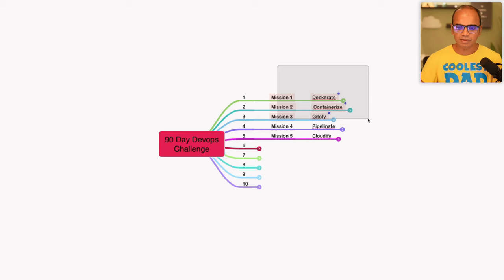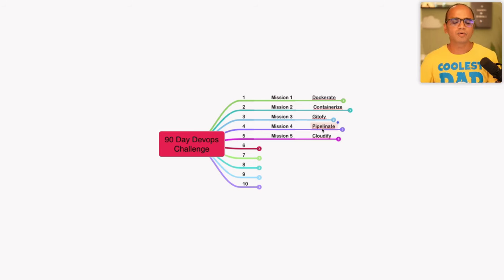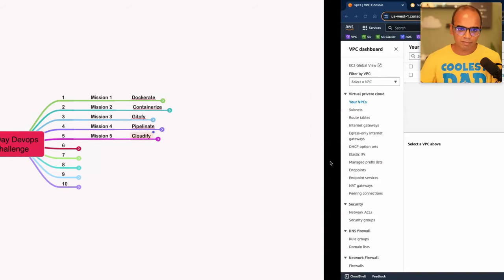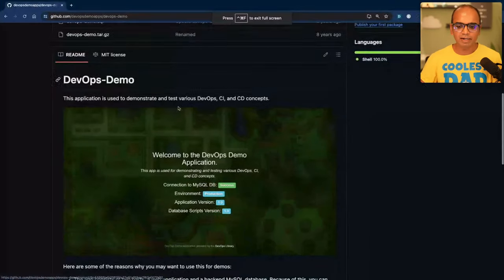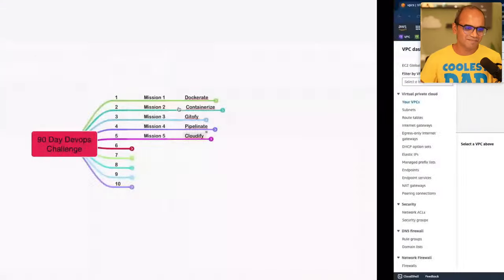We started with mission one, week one, with containers. We extended that and learned about building container images and packaging an application. We looked at how to implement branching models and pull request-based workflows, Git-based workflows, with the third mission, Gitify. Last week, we learned how to create a continuous integration pipeline with Jenkins. This week, we're going to take up a use case of a web application and learn how to build the infrastructure on cloud for it.